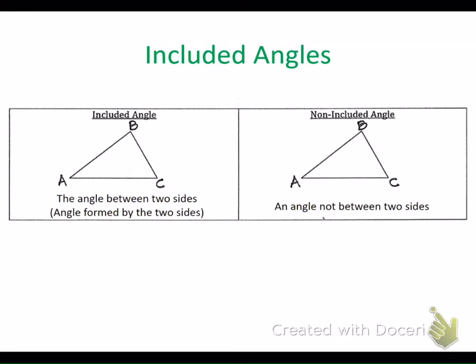Alright, so the included angle is the angle between the two sides, so it is formed when the two sides meet. So let's say we have this marked. If I trace over these sides, it forms that angle A. Non-included angle, it's an angle not between the two sides. So it would look something like this. When I trace over my two sides, it does not form that angle. It actually forms angle C.